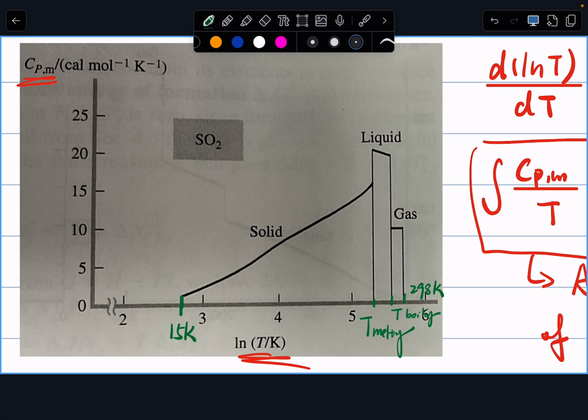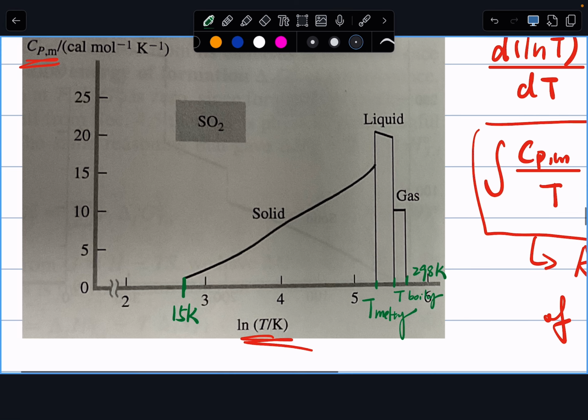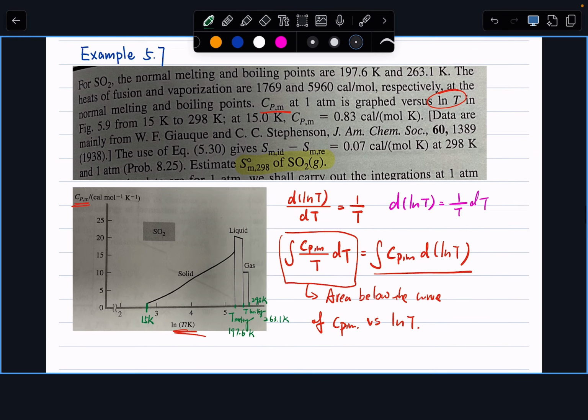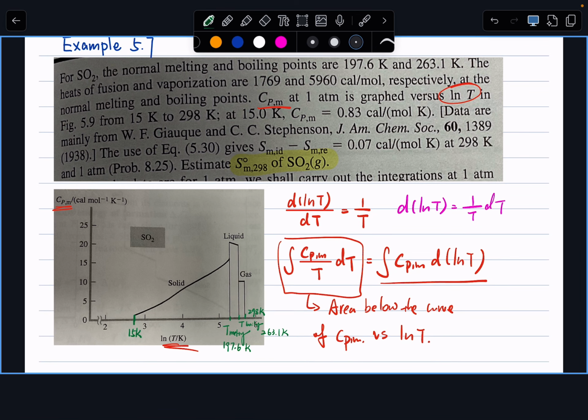We can read those numbers, the melting point and boiling point, and put them onto the graph. The melting point is 197.6 Kelvin and the boiling point is 263.1 Kelvin. I'm going to set up this problem with you on the board to see, for this kind of problem, what's the best way to do it without making mistakes. It's very easy to make mistakes, so I'm just going to do it in a stepwise version.